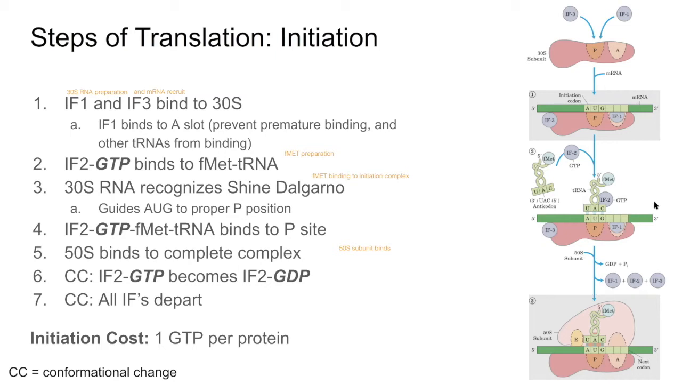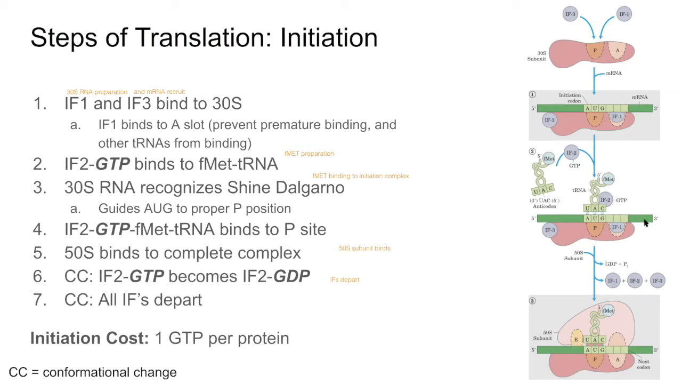Now comes the GTPase's job. IF2-GTP becomes IF2-GDP, and when this happens, the result is that the IFs depart. What you're left with is now the perfectly initiated ribosome. In this case, the purpose of the GTP-to-GDP conversion is to power this conformational change to get rid of everyone.